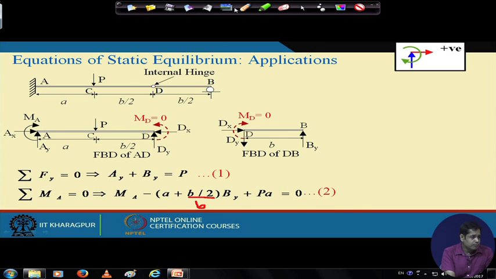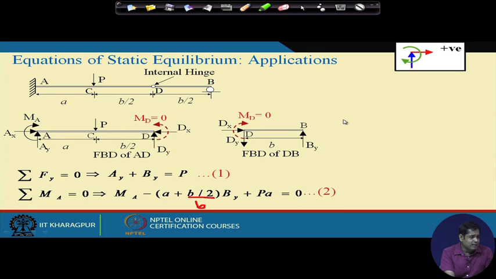Next, you see, we need an additional equation because we have 3 unknowns and 2 equations. Now you see where we get the additional equation. The additional equation can be obtained from this hinge. What condition do we know at this hinge? That at this point MD is equal to 0, because that is the characteristic of a hinge support.